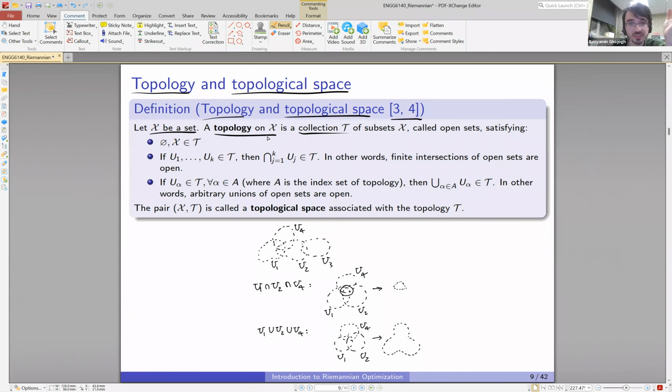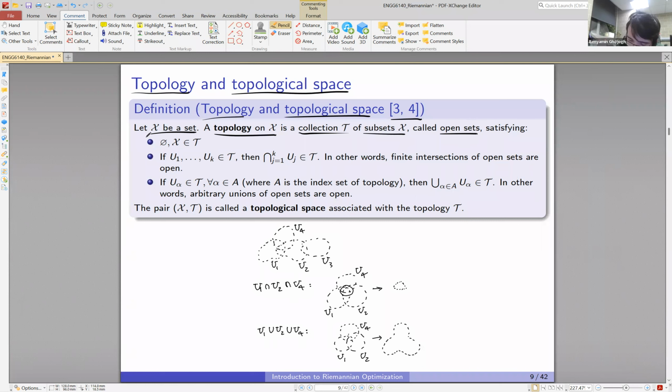So a topology on X is a collection T of subsets of X, called open sets. Why do I call it an open set? An open set is a set that doesn't have its boundary, but a closed set has its boundary too. So an open set is only its interior, excluding the boundary, but a closed set is a union of the interior and the boundary. Okay, so in topology we are usually talking about open sets.